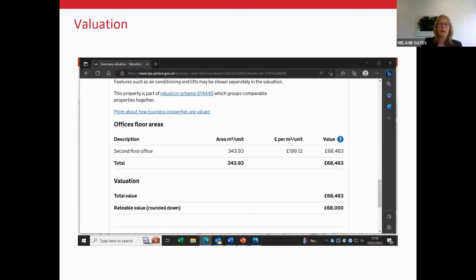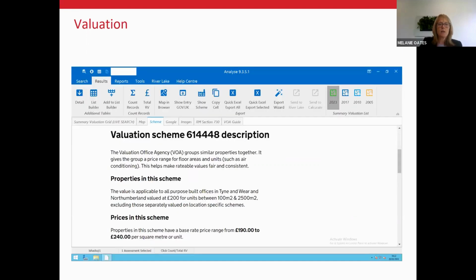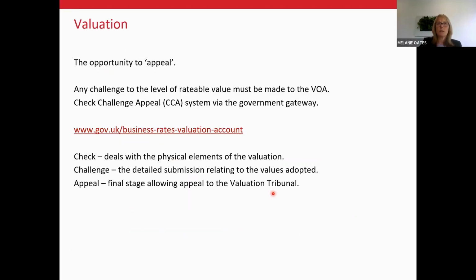So if I just go back one slide, if I look at this valuation of ours, and I think that this area here, well, actually, that's the wrong floor area, or if you have a property and it says, say, 2nd floor office, if this had a 1st floor and 2nd floor office noted, and I think, well, actually, we just occupy a 1st floor. In the case of your property, maybe it has an additional outhouse or something of that nature, and you think that isn't included in my property. What the check stage of this system deals with is to correct any physical elements of the valuation.